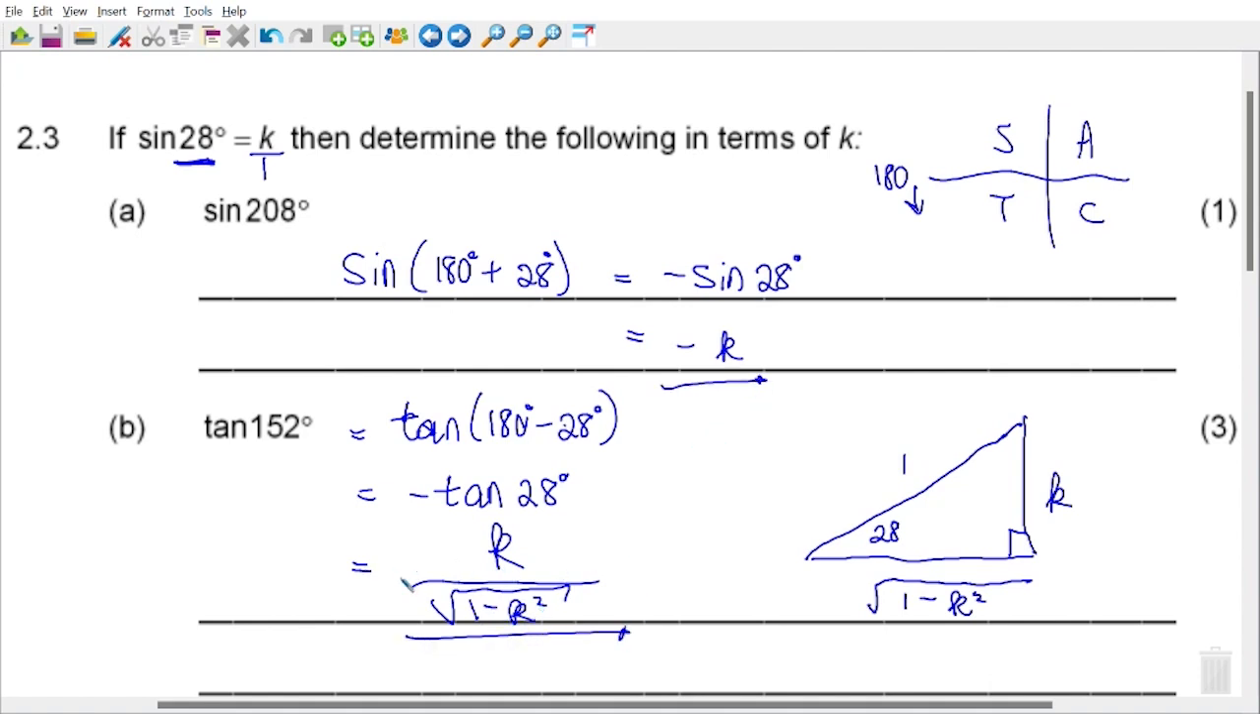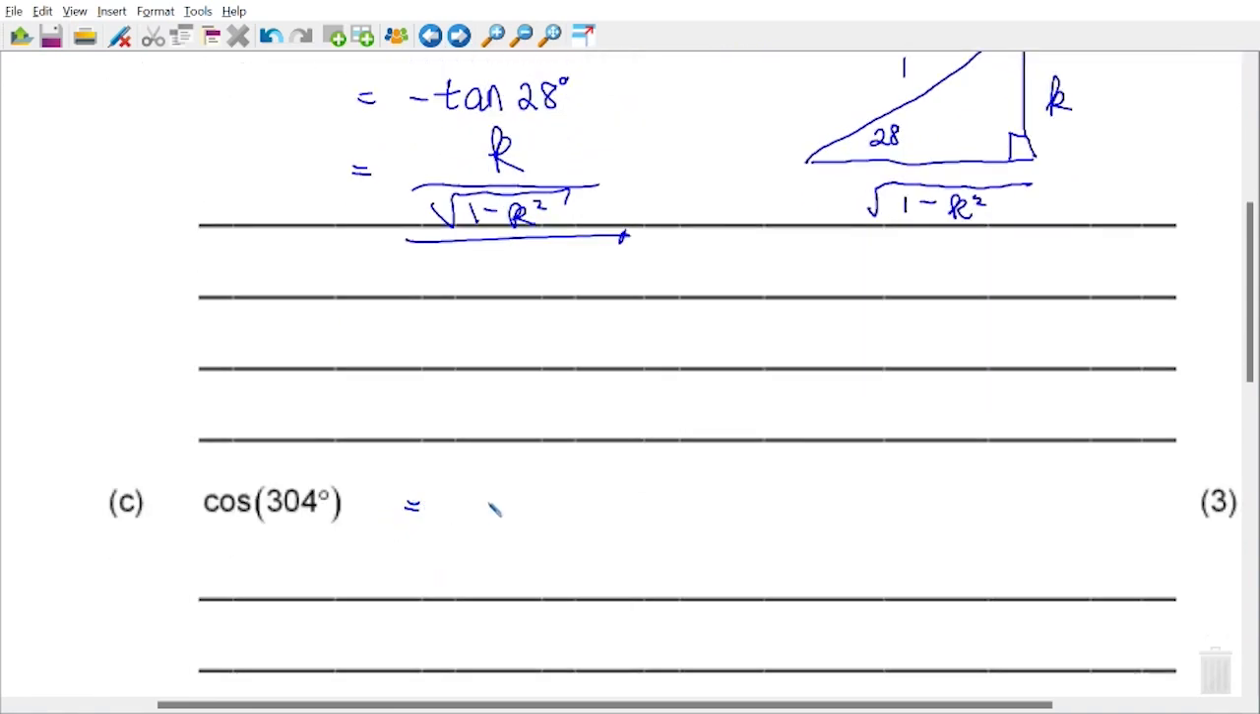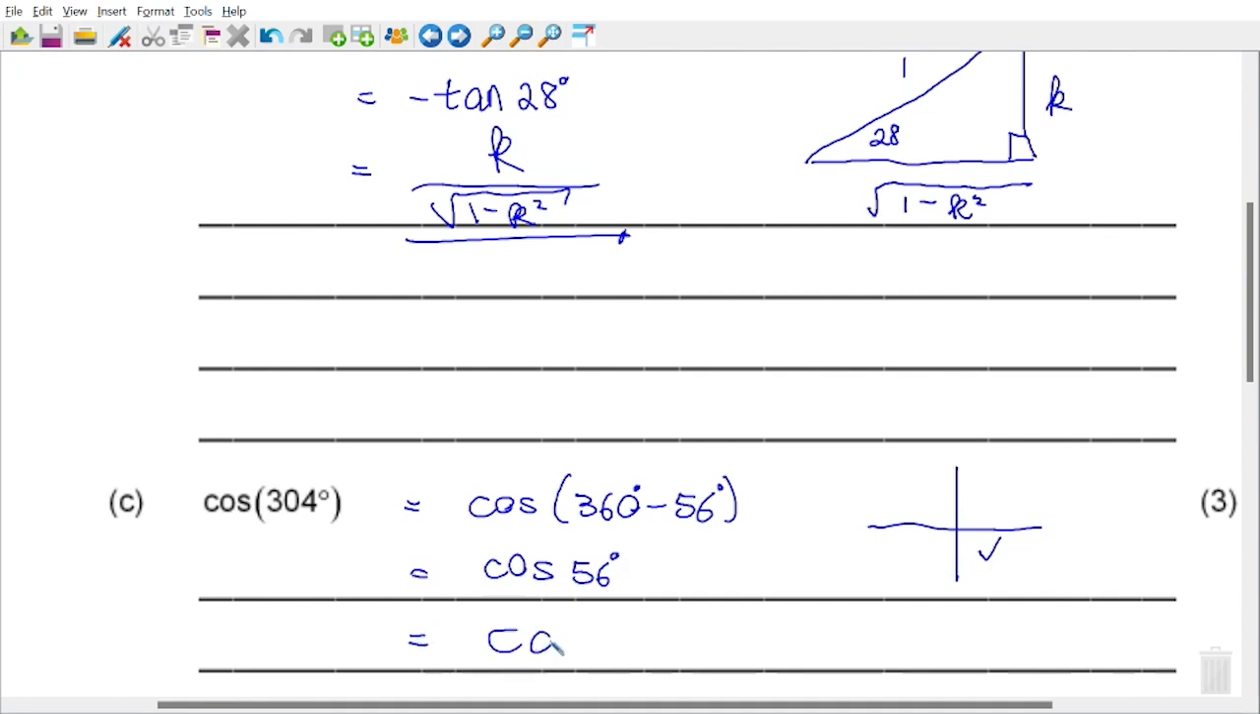Right, if we look at C, cos of 304 degrees. Now, cos of 304 degrees is actually the same as cos of 360 minus 56 degrees. I'm in quadrant 4 by 56 degrees. And we know that cos is positive in quadrant 4, so this is exactly the same as cos of 56 degrees. Now, we don't know about 56 degrees, but we know about 28 degrees. So I'm going to go 2 lots of 28, which is 56.